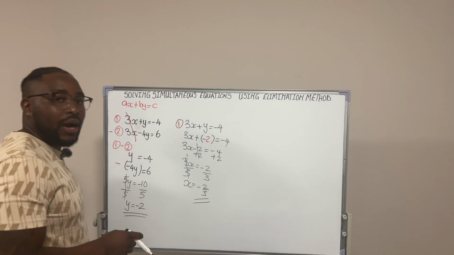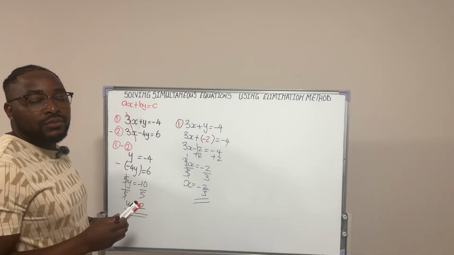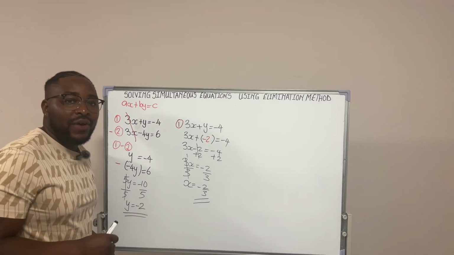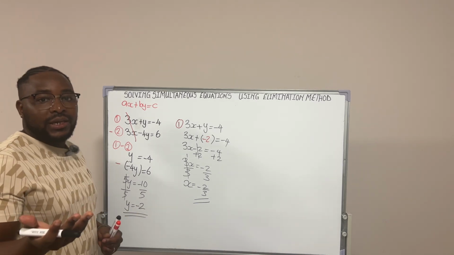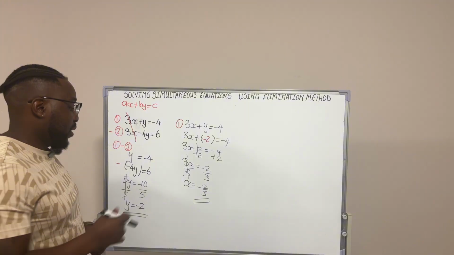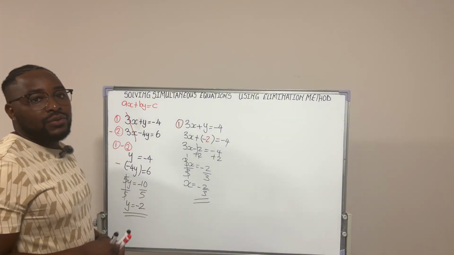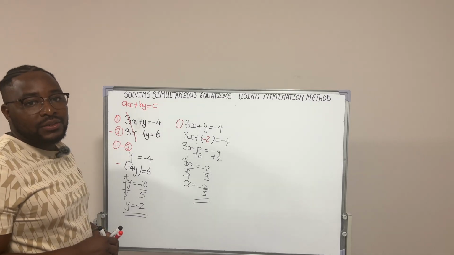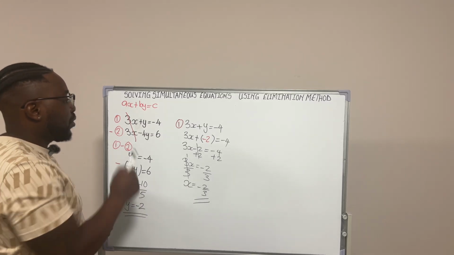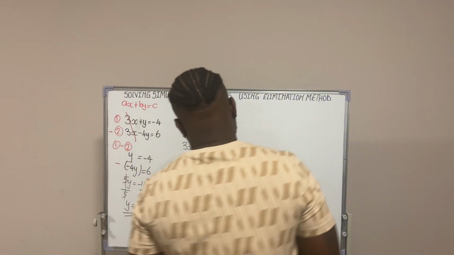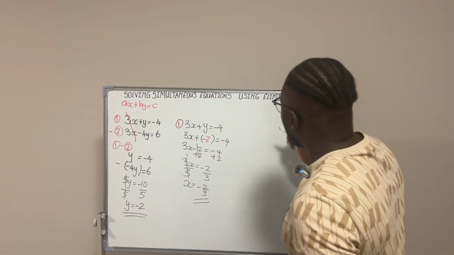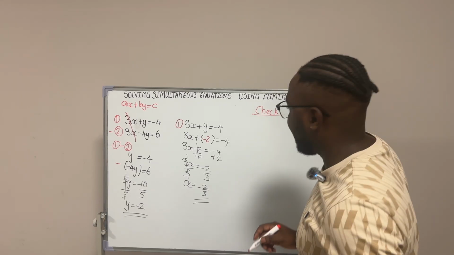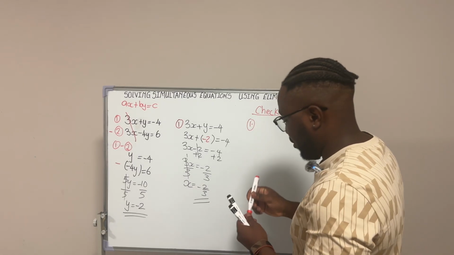So there we go. We have found our x value. Now we have found both our y and x value. So now let's do the checking. Let us see if our y value and our x value would work in both of our equations. Let's start with equation 1. Now we are checking. Let me just write it here.